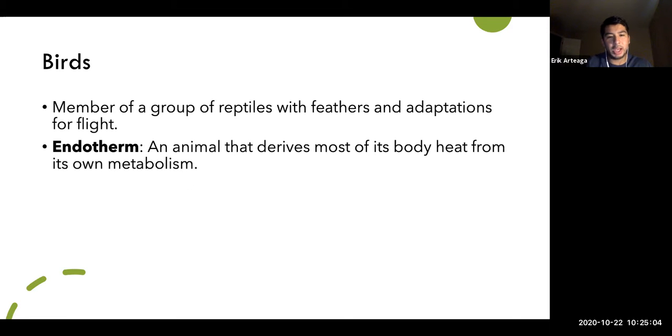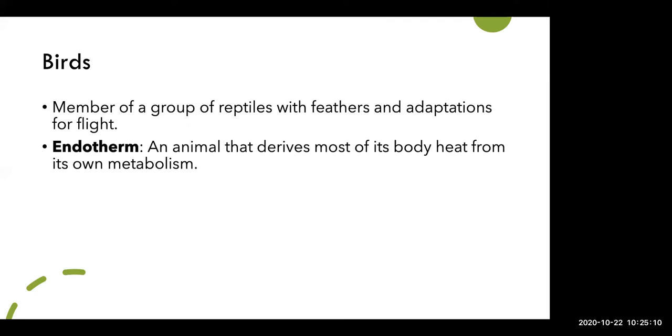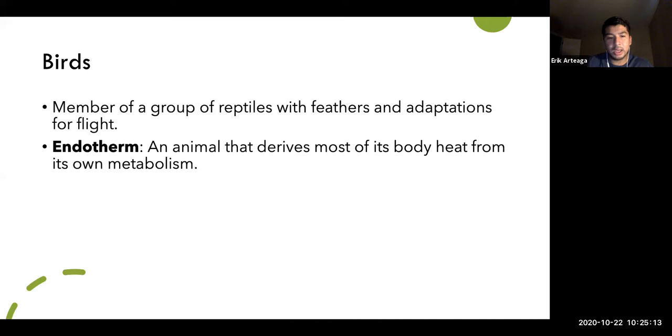So endotherm, an animal that derives most of its body heat from its own metabolism. So again, endotherms can heat themselves. Birds can heat themselves. One of the downsides to this is that they do have to constantly consume food. Okay, they have to utilize more energy. Whereas a snake can eat once in 3 or 4 months. We have to consume constantly, right? Birds consume constantly. Think of a hummingbird. A hummingbird eats its own weight in nectar. It has to, because it's constantly moving. It has to keep up its temperature as well. Okay.